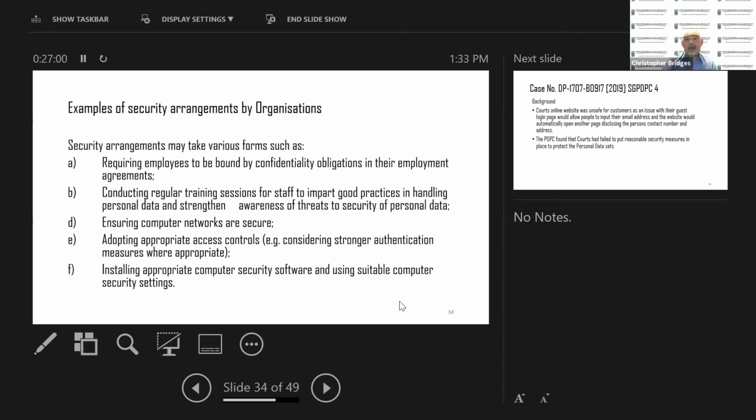So examples of security arrangements by organizations can include requiring employees to be bound by confidentiality obligations in your employment contracts, conducting regular training for the staff, ensuring your hardware and the software against hacking, access controls, and then also perhaps, for example, sending a memo to your staff and also limiting access to the data to certain staff only and requiring password and verification, instead of just allowing every staff member who comes into the organization to have access to personal data.